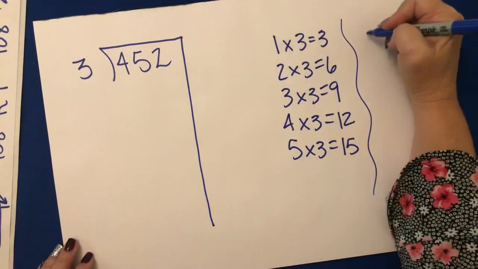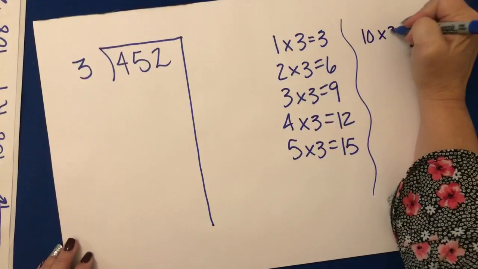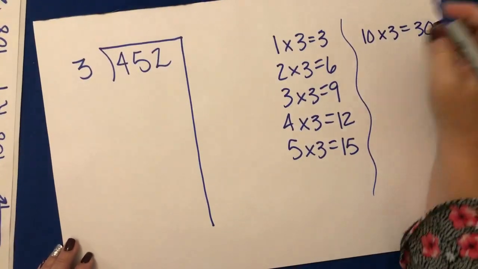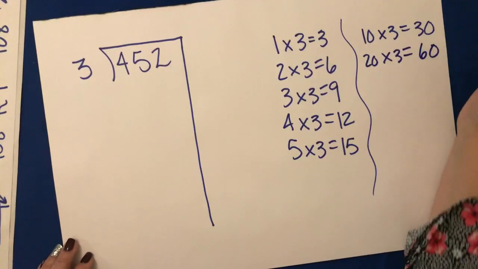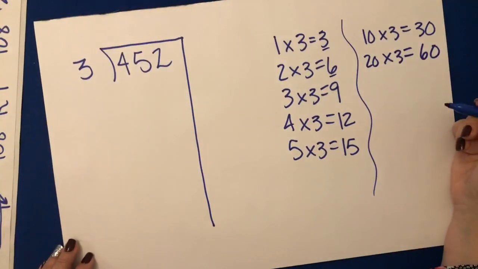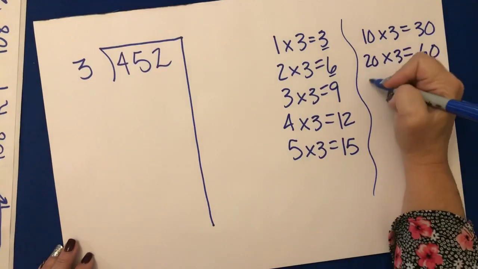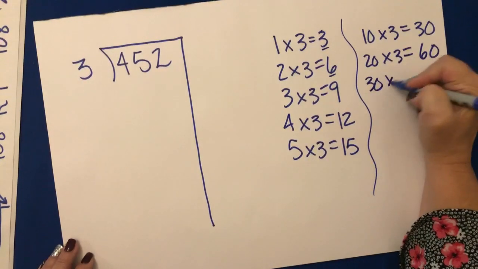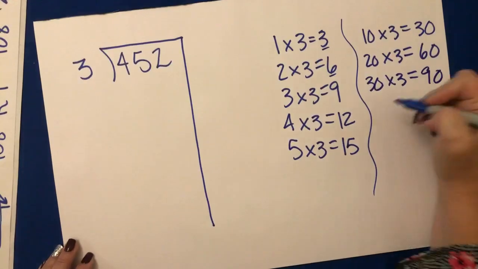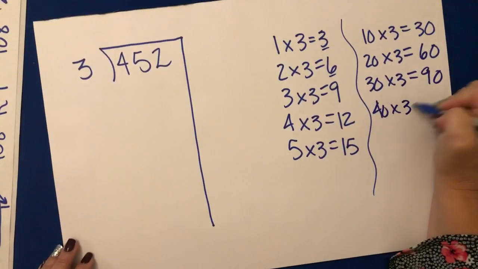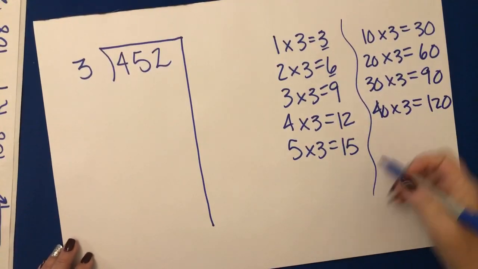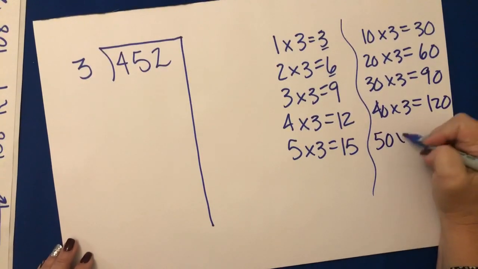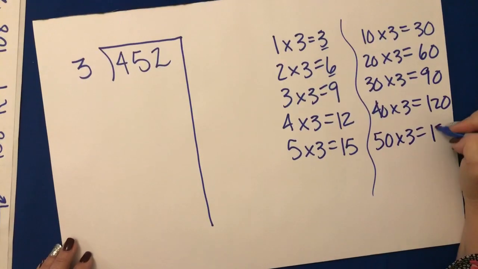So instead of 1 group, 10 groups would be 30. 20 groups of 3 would be 60. So I'm just grabbing this answer and popping a 0 on the end. So 30 groups of 3 is going to be 90. 40 groups of 3 is going to be 120, so 12 with the 0 on the end. And then 50 groups of 3 is 150.